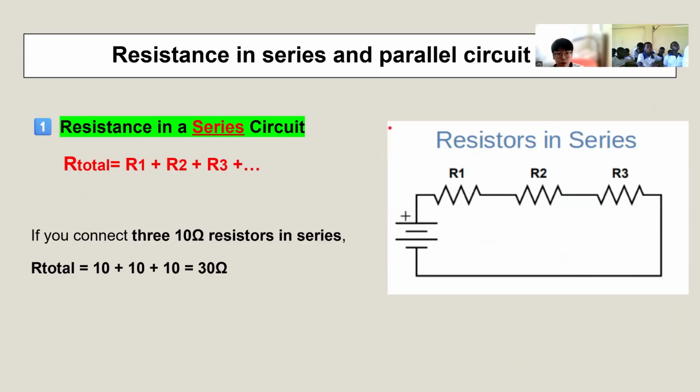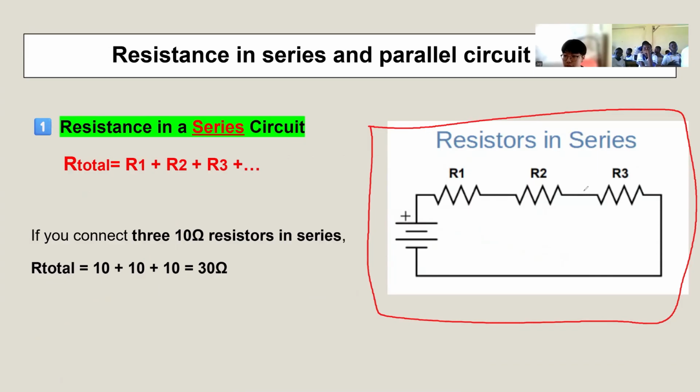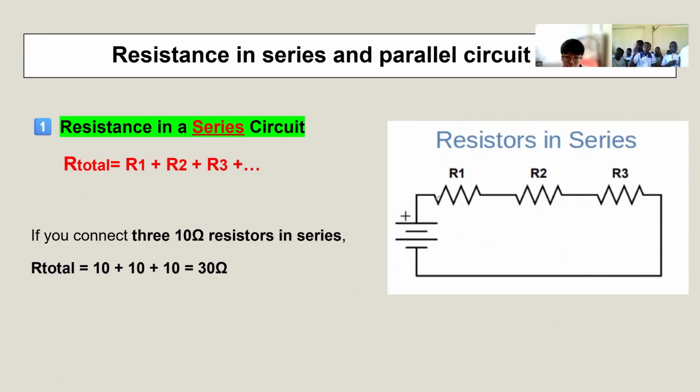So when you're finding the resistance in the series circuit, you simply just add the resistor resistances. So, everyone, if you look at this picture on the right, we can see that the resistors are in series. Why? It's because they are aligned, all in the same path. That's why it's in a series.